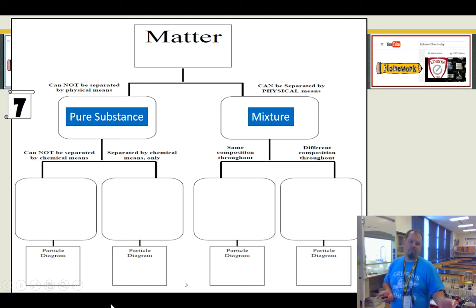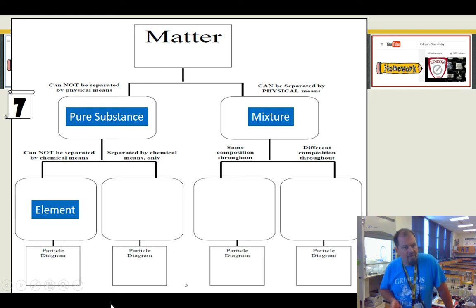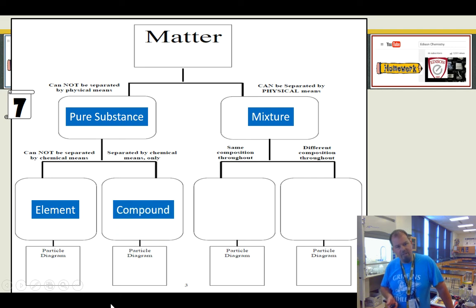I can pour some here and pour some there, but that isn't what we're talking about. How can I physically separate them? Okay. Cannot be separated by chemical means. That is the definition of an element. Separated by chemical means only is the definition of a compound. So I can draw a particle diagram of an element. We learned how to do that.